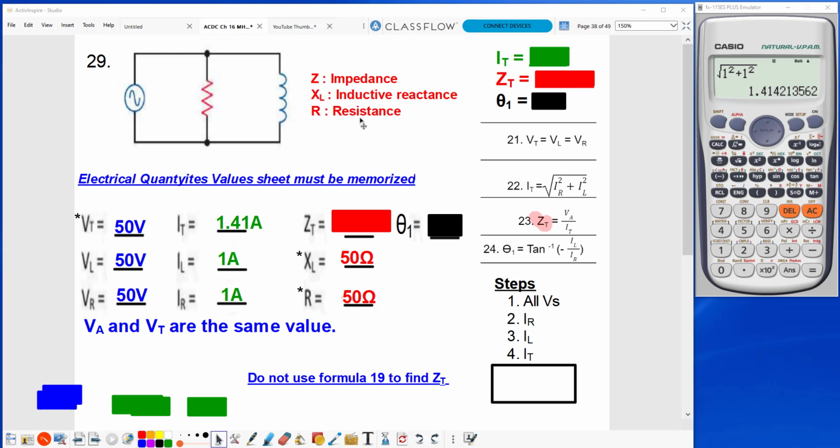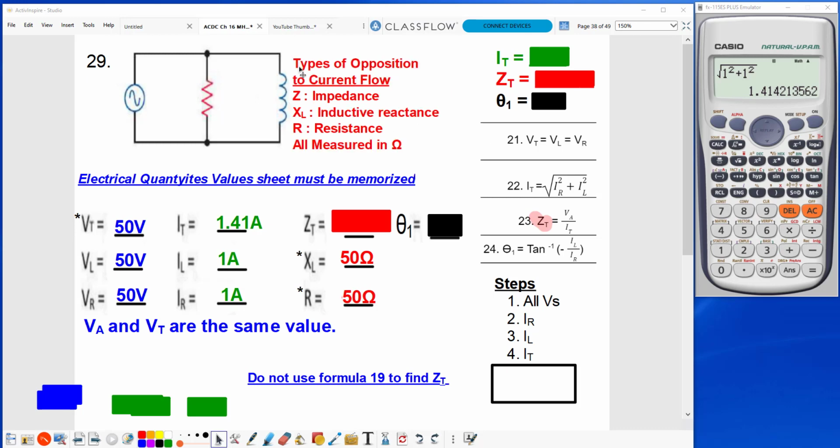They are all types of opposition to current flow, and they are all measured in ohms. So we've got impedance, inductive reactance, and resistance. And I may ask you what the Z stands for on the test, because I want you to know it stands for impedance. So let's go ahead and calculate our impedance. We're going to use a fancy version of Ohm's law. That's all this is.